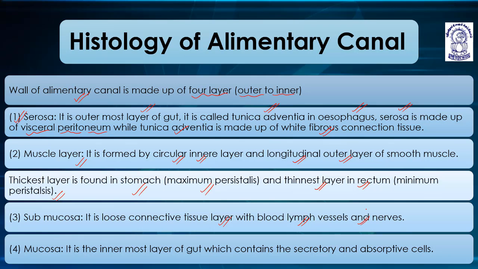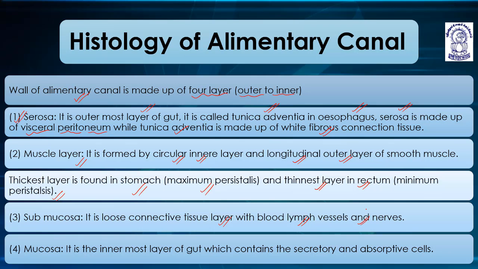The muscular layer is made up of smooth muscles, with maximum diameter in the region of the stomach and minimum diameter in the region of the rectum, right? Then the submucosal layer, which is the loose connective tissue layer, has blood and lymph vessels and the nerves.